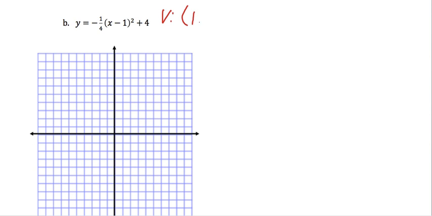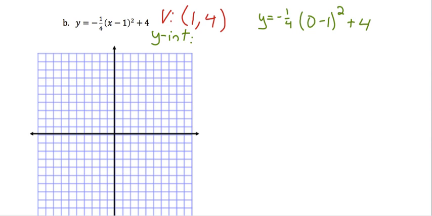The vertex for this one is 1, 4. For the y-intercept, I plug in 0 for x, and I get y equals negative 1/4 times (0 minus 1) squared plus 4. The math here is a little bit harder to do in your head, so I may have to write out a quick step. Negative 1 squared is 1, times negative 1/4. And I get negative 1/4 plus 4, which you could either write as 3 3/4 or 15/4. So almost 4.